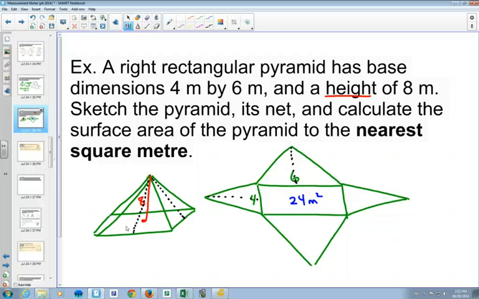How are we going to find those black lines? Because that's the hardest part in this question. We're not given what those slant heights are.